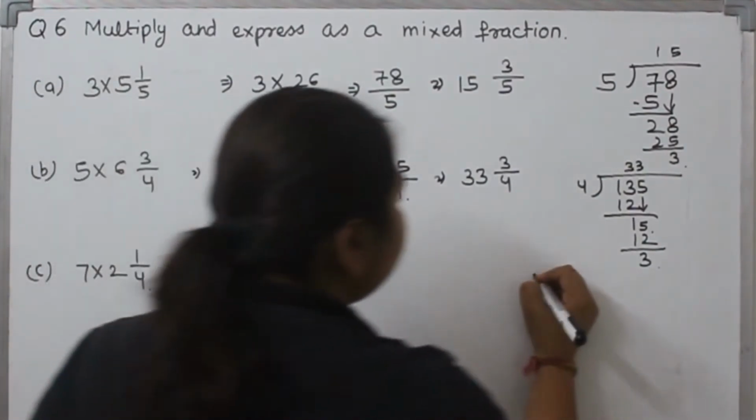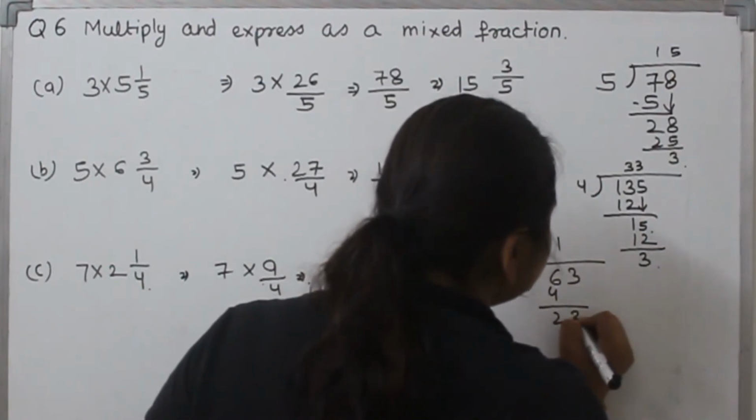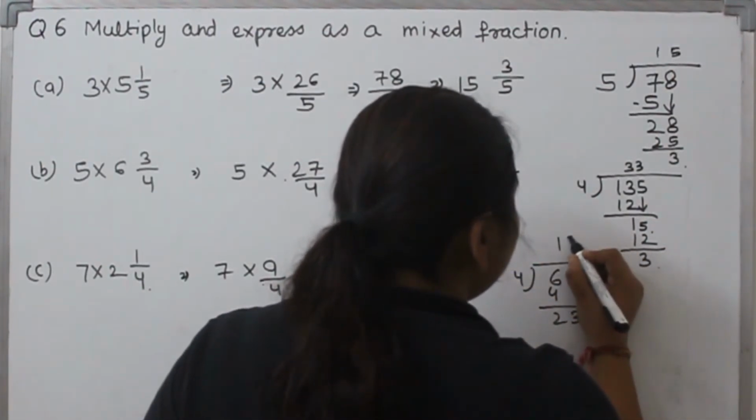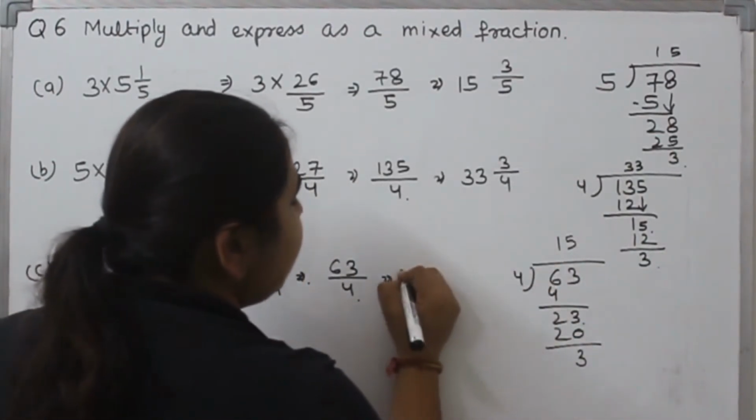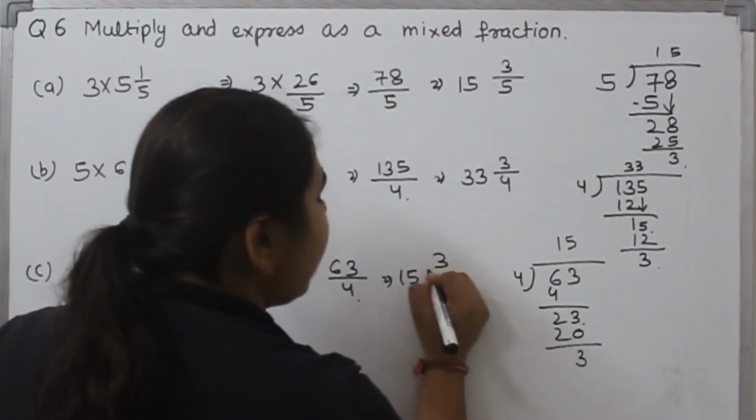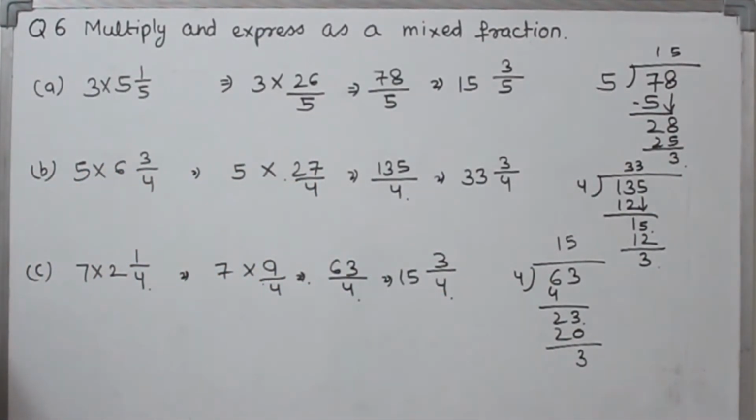Divide by 4. Now for the mixed fraction we have to divide. 4 ones are 4. 4 fives are 20. Remainder 3. So 15 as the whole number, 3 as the numerator and 4 as the denominator. So this is the answer. 15 and 3 by 4.